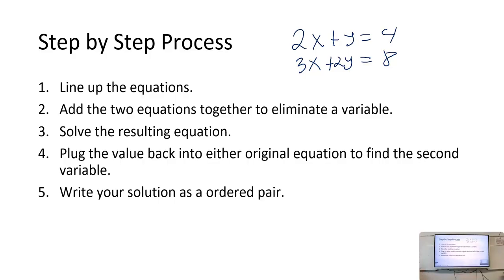So, second step, we're going to add the two equations together to eliminate a variable. We will then solve the resulting equation. Then we'll plug the value back into either original equation to find the second variable. And we write our solution as an ordered pair.